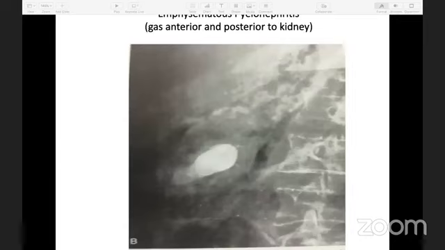Gas ureterogram in a patient with ureterosigmoidostomy. Emphysematous pyelonephritis with gas anterior and posterior to the stone.